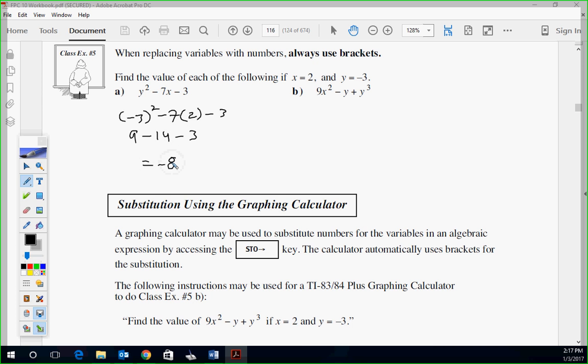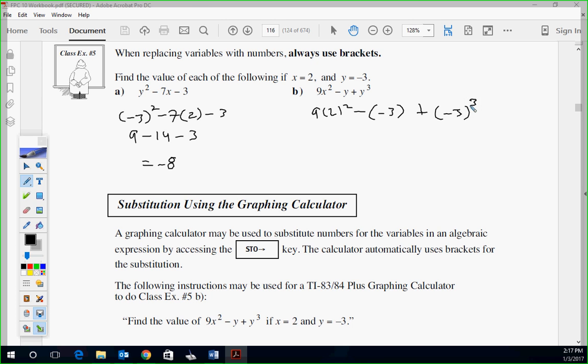This is where I'm showing you that the negative sign, the brackets, is very helpful. So watch. 9 times 2 squared minus negative 3. See that bracket? It shows you have a minus a minus. If you don't put the bracket there, I can see you just putting the 3 there and just making it a minus. A lot of people did that last class. Plus negative 3 cubed.